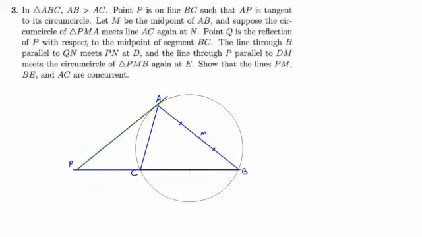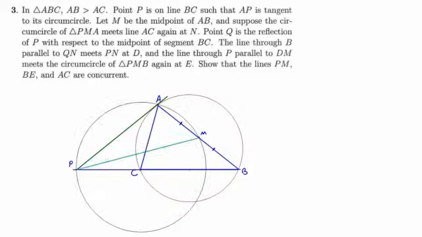And suppose the circumcircle of PMA meets line AC again at N. Okay, we consider PMA, the circumcircle of this black circle. Of PMA, it says meets line AC again at N. Okay, if we consider this, we can say that this black circumcircle meets AC again at N. Also, we've drawn the circumcircle of PMB because the rest of the problem we need that.